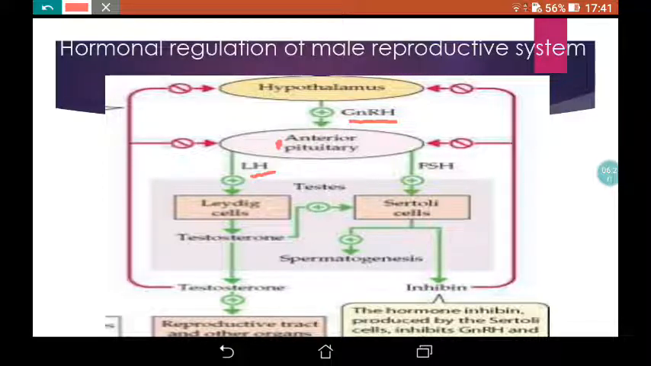LH means luteinizing hormone and FSH means follicle stimulating hormone. Okay, so now come to the luteinizing hormone. Which cells are being affected by the luteinizing hormone? Luteinizing hormone in case of male, it activates Leydig cell or interstitial cell that we have studied just now, that it is present in the connective tissue in between seminiferous tubules. Clear? So these Leydig cells, when they get activated, they release male androgen called testosterone.